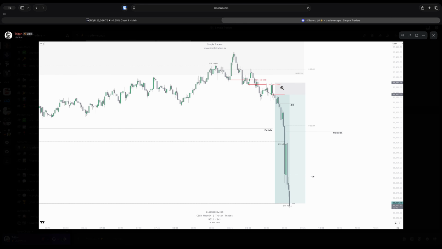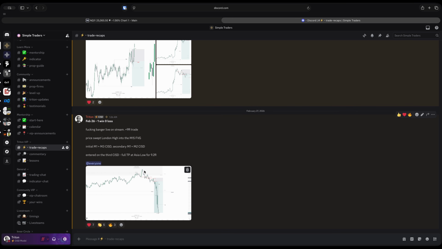As you can see, this was a 9-hour trade. I entered before the expansion and got out fully at sell side liquidity. So this was a full trade, executed fully live on stream inside the Discord.